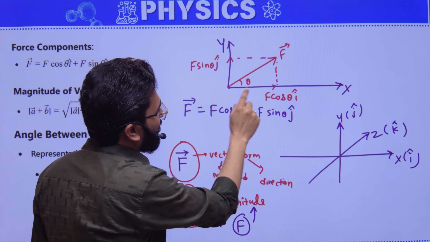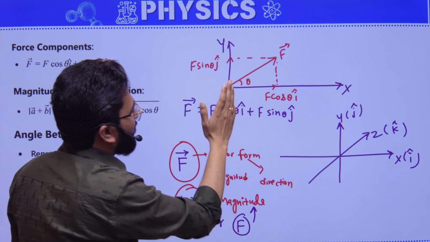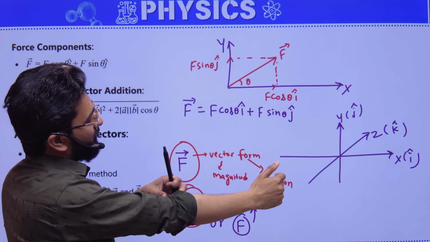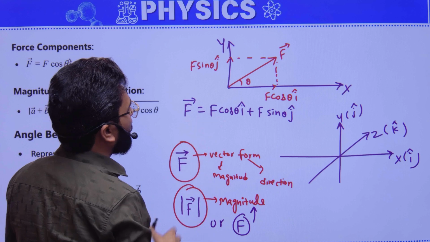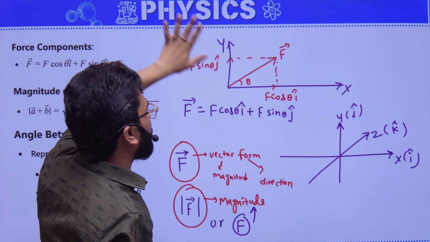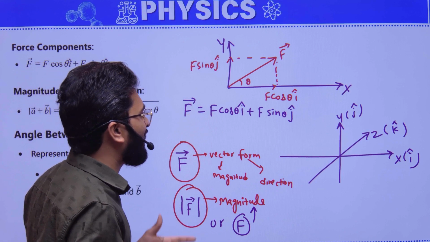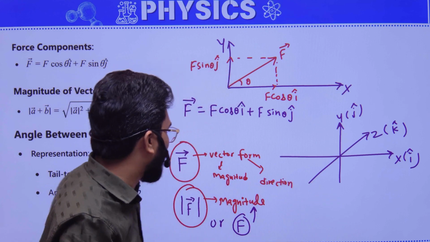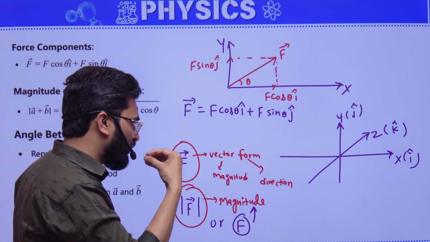The line which makes the angle theta always gives the component of cos theta, and the remaining line will be sin theta. It's simple: we have two lines, one with theta will be cos theta and the other will be sin theta. And this is the form: vector f is equal to f cos theta i cap plus f sin theta j cap. This is the way we say that any vector has both things.